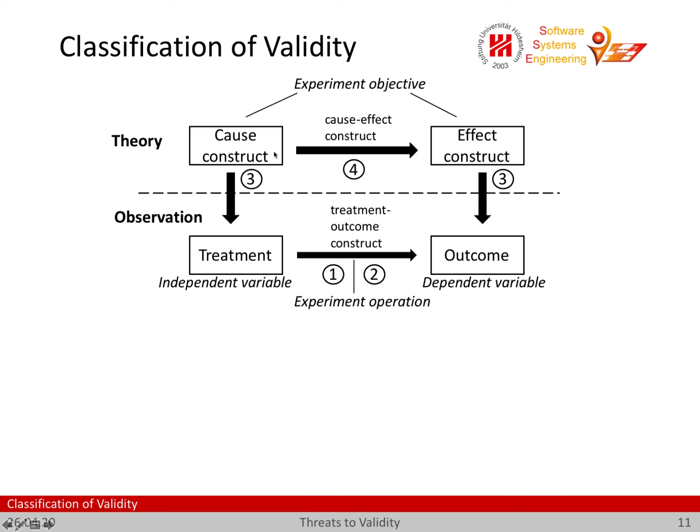So let's say, for example, we assume that developers are more productive under pressure. And this is just an arbitrary example. So our cause construct would be we have pressure on the developers. Our effect construct would be the productivity. Our cause-effect construct would be if there is more pressure, people become more productive.